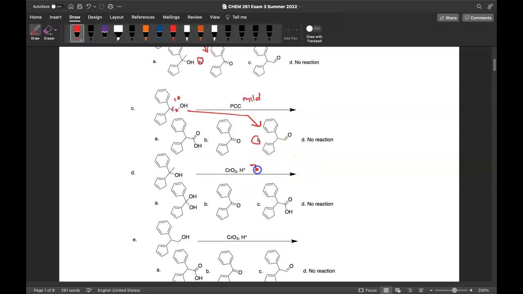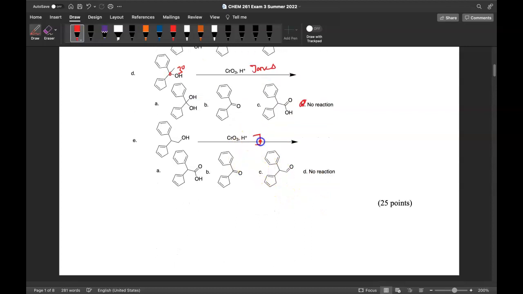This is Jones, strong oxidizing agent. This is tertiary. Tertiary never oxidizes. No reaction. This is Jones. This is primary. It would go through formation of that aldehyde, but does not stop there. It goes all the way to carboxylic acid, because again, that's a strong oxidant.